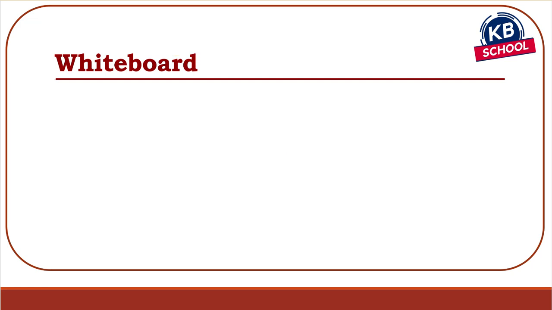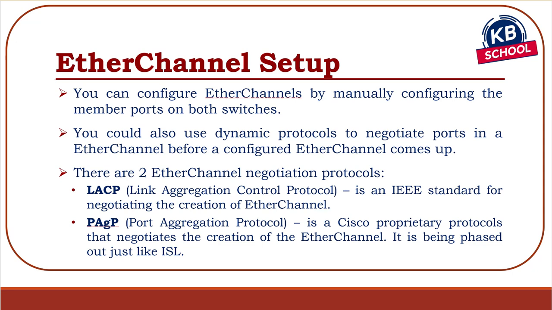Now, let's go ahead and take a look at the setup. The slides are basically what I just talked about. You can configure the ether channels by manually configuring the member ports on both sides. You could use dynamic protocols to do that. What are the dynamic protocols or negotiation protocols that you have for that? We talked about it: the Link Aggregation Control Protocol or the Port Aggregation Protocol. This is the standard protocol, IEEE standard. This one is a Cisco proprietary protocol. All right. As I said, this is almost out of the door right now. It's not being used as much.